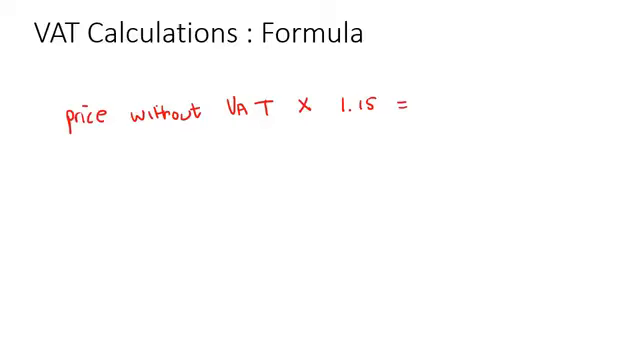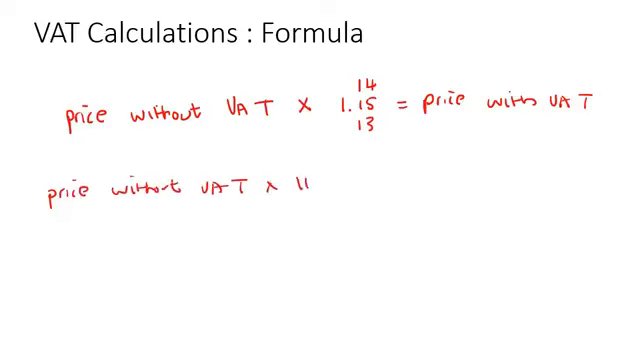So if you're doing a question that is 14%, then you would use 1.14. If it's 13%, you would say 1.13, and that's going to be equal to the price with VAT. Okay, now your teacher might use a different one. They might have the price without VAT multiplied by 115 over 100. Now, that 115 over 100 is 1.15, okay? So I'm just taking a little bit of a shorter version, and that's where I'm getting the 1.15 from.